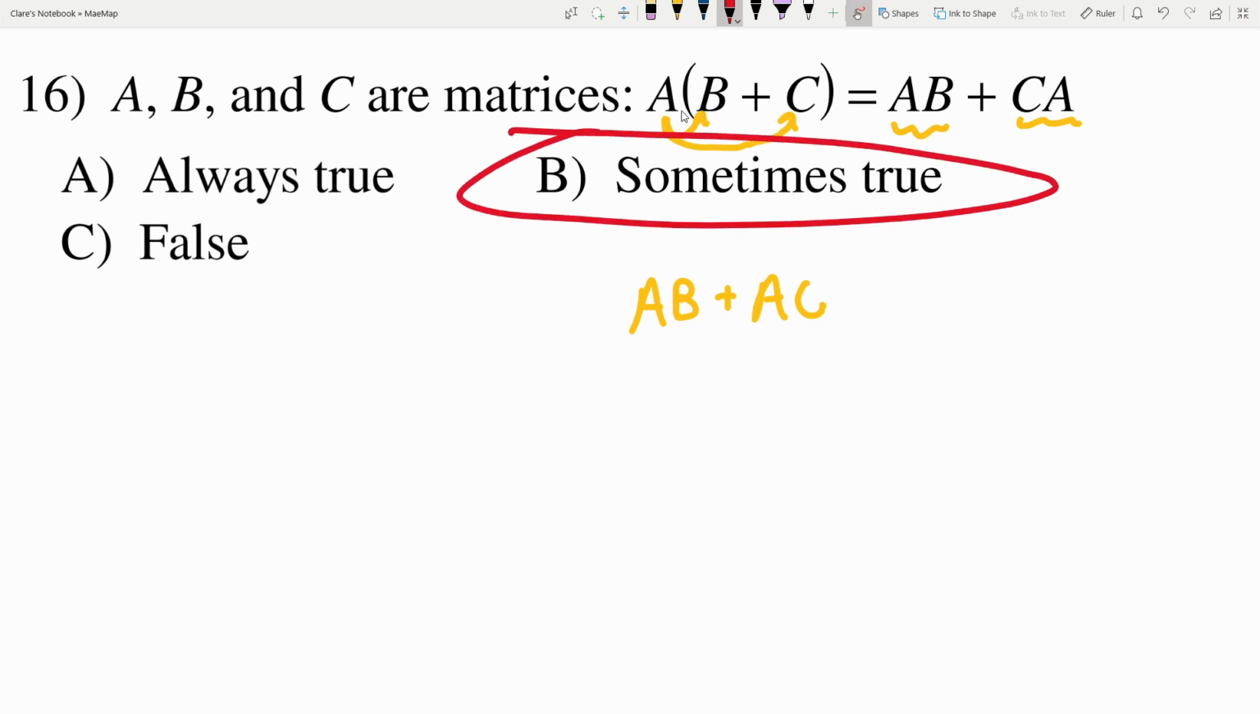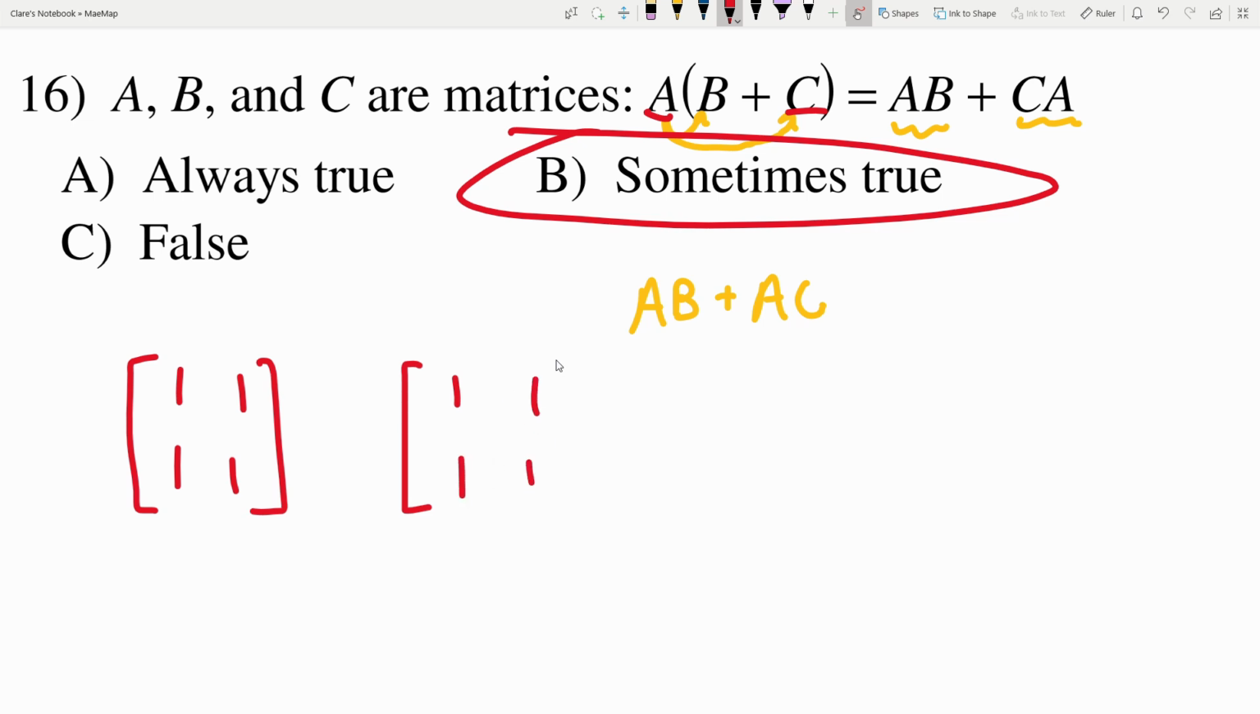Because think about this. If A and C were the same exact matrix, let's say that they're 1, 1, 1, 1 for A, and let's make C that same thing, 1, 1, 1, 1. If A is that and C is that same thing, it doesn't matter which side we multiply it on. The result will be 1, 1, 1, 1, regardless of the side we multiplied on. So this is true if C is equal to A.